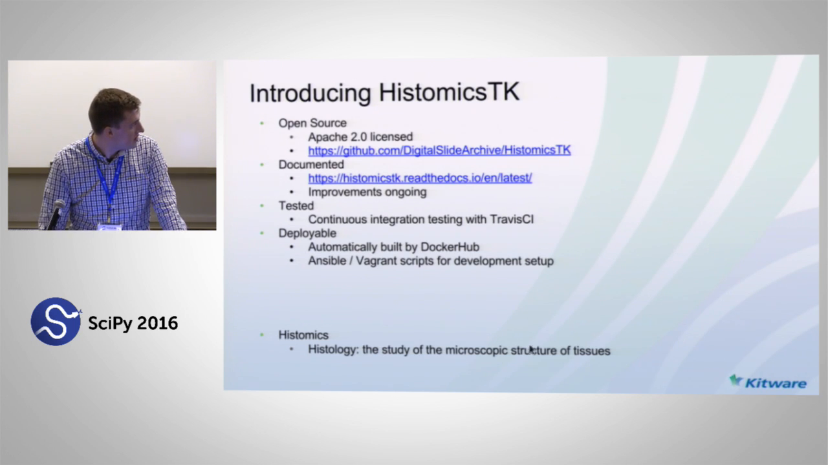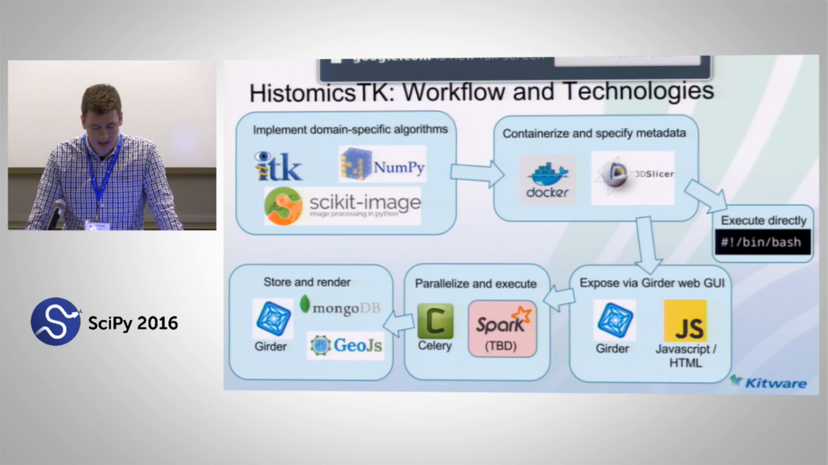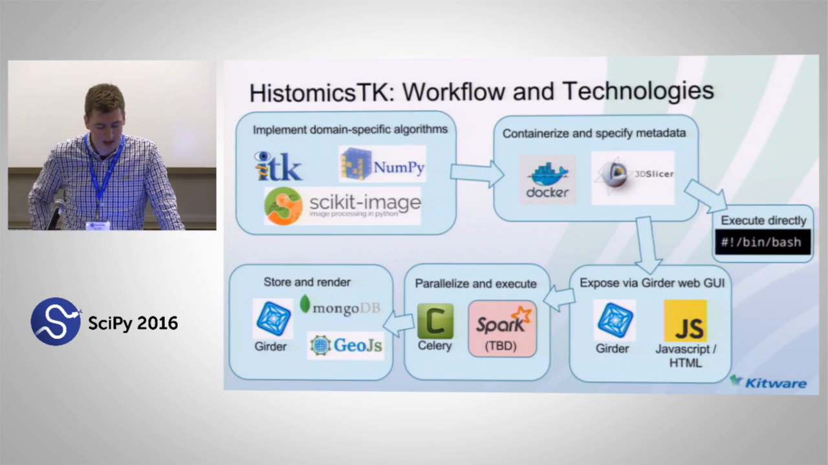So to talk about the structure of how HistomicsTK actually operates, there's sort of 5 steps within it. First is the actual domain-specific algorithms related to histology. We use, of course, Python wrapped ITK, SimpleITK, NumPy, and scikit-image in our current efforts. But in theory, anything that fits inside a Docker container that you can define input and output on would be supported by HistomicsTK. There's a containerization step where we basically specify what the inputs and outputs are, and we deploy it to Docker Hub and leave it there in perpetuity. So if someone in 5 years wants to come back and run against our same algorithms, they can.